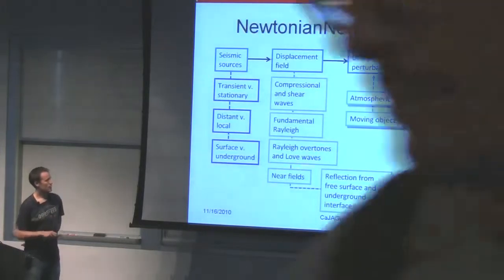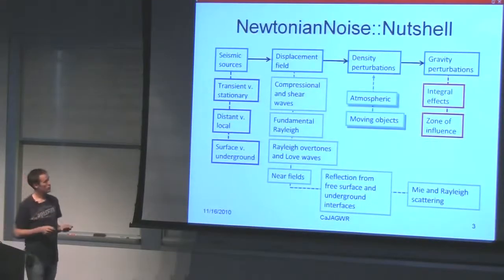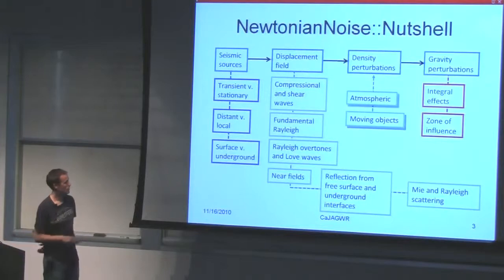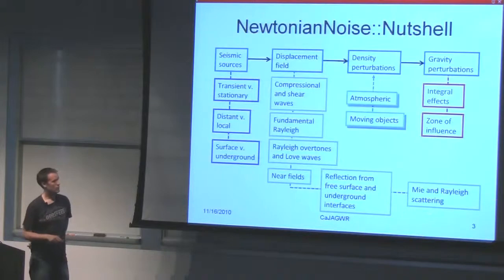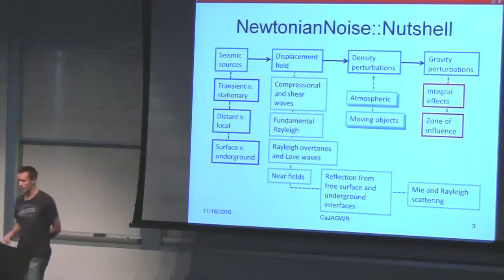Then we have a special kind of field which we call near field, which we cannot decompose into compressional modes and shear modes as we do for the propagating far fields. And then we also understand very well how seismic fields reflect from surfaces and interfaces, and we also know very well how to describe scattering from heterogeneities.